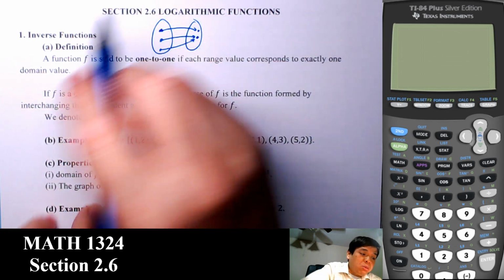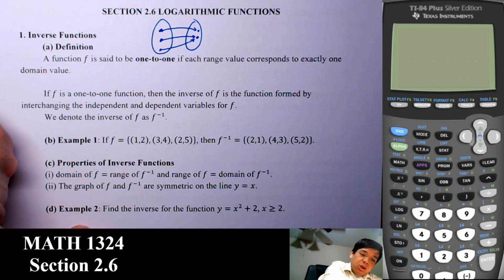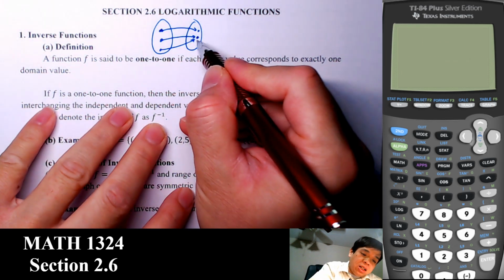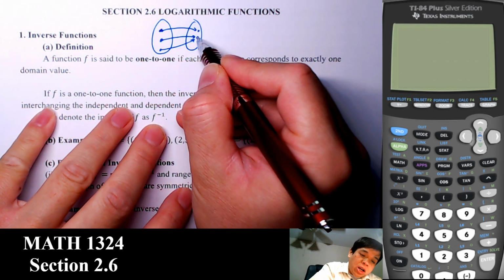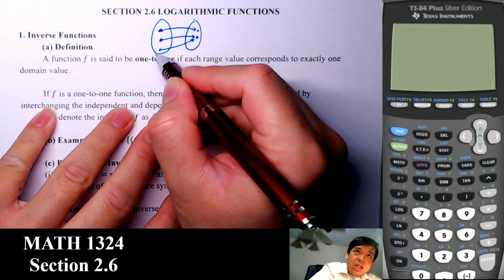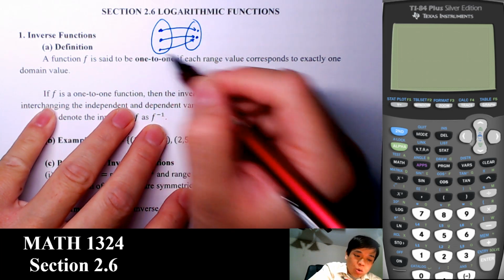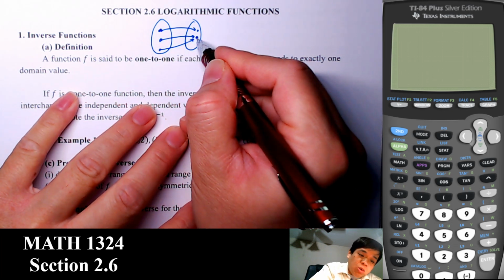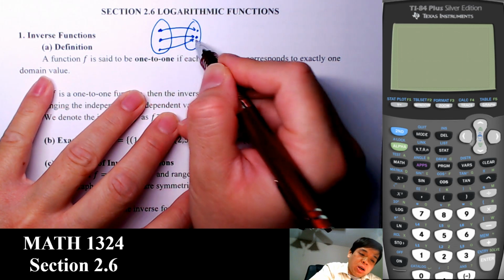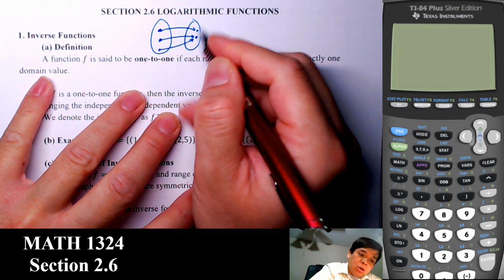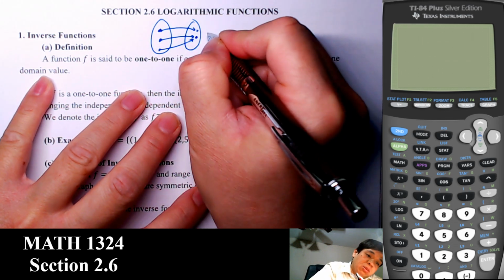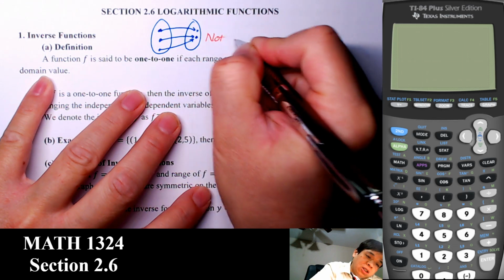However, this would not be a one-to-one function, because a one-to-one function requires that each one in the range corresponds to one in the domain. This is not one-to-one because if we have to go back, we don't know which one it goes to. So this is a function, but not a one-to-one function.